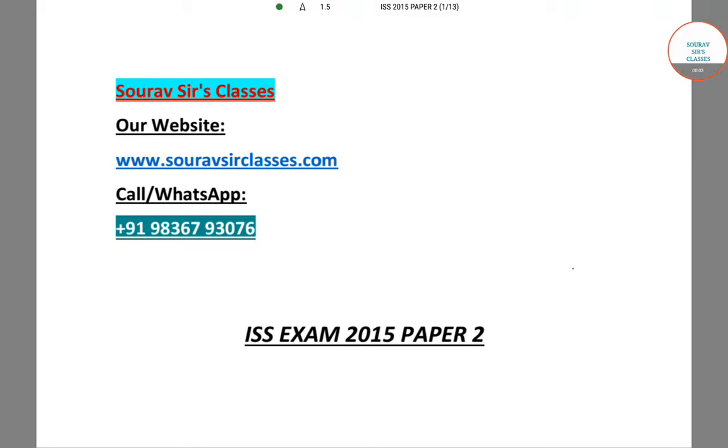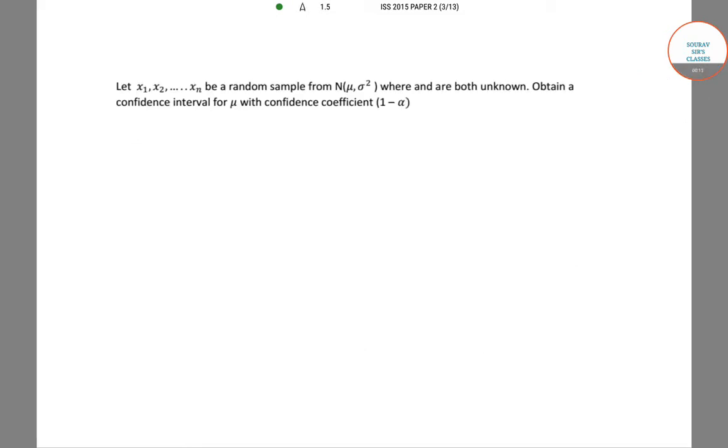In this video, I will be solving the following question from IES 2015 paper 2. Here we are given that x1, x2 so on till xn are a random sample from a normal distribution with mean mu and variance sigma square, where both are unknown. So mu and sigma square both are unknown, and we have to obtain the confidence interval for mu with the confidence coefficient as 1 minus alpha.